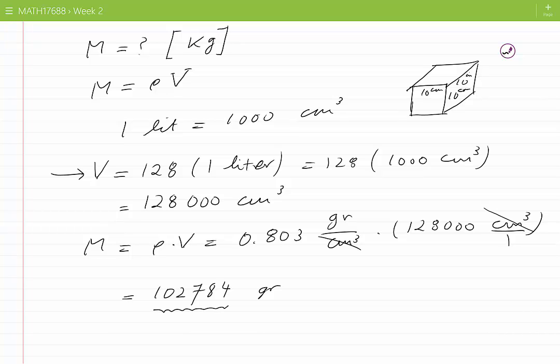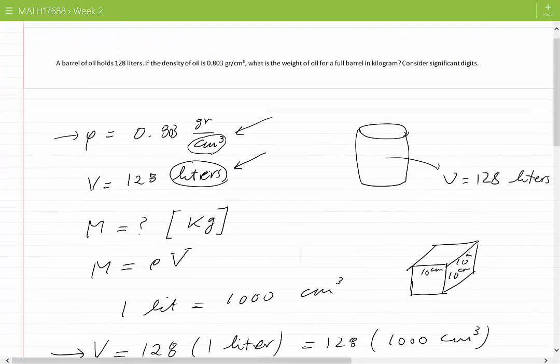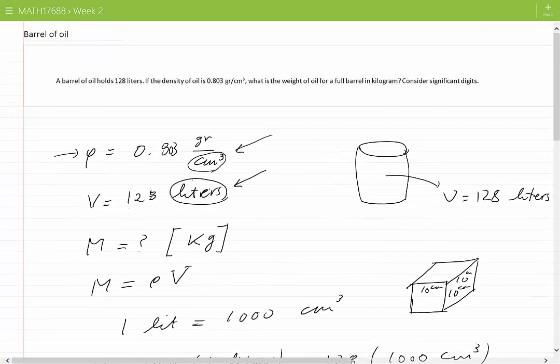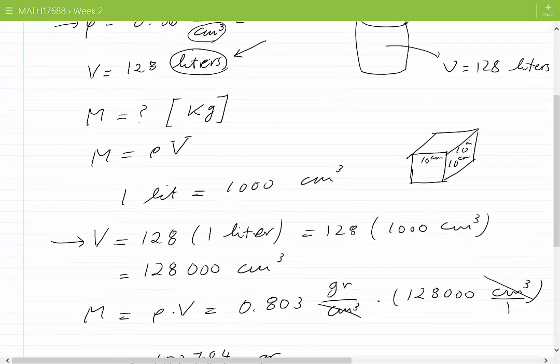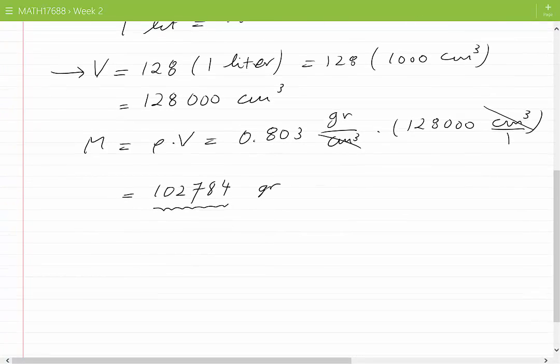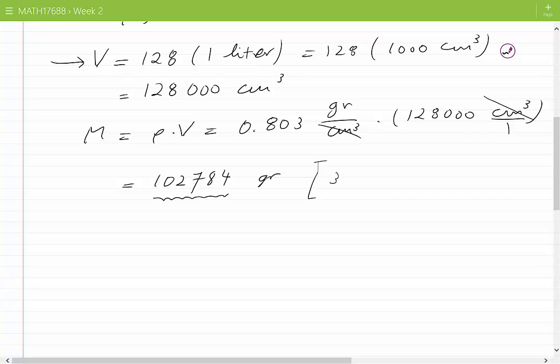If we look at the original data given, we note that there are 3 significant digits in 128, and there are 3 significant digits in 0.803 grams per centimeter cubed. Therefore, our problem has 3 significant digits. Besides, we should notice that the mass is asked for in kilograms.